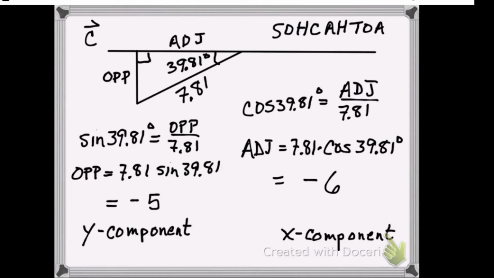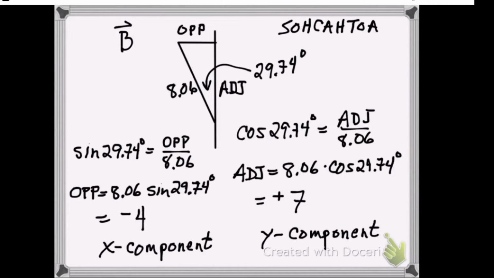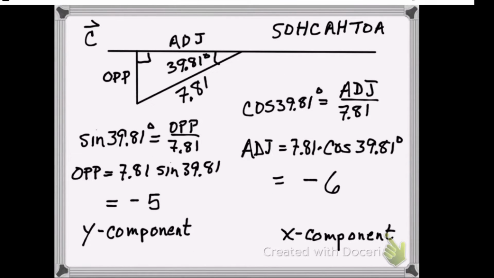So to summarize, go back to vector A, we got our x component, which was positive 12. Our y component was positive 5. For vector B, our x component is negative 4, and our y component is positive 7. And for vector C, our x component is negative 6, and our y component is negative 5.